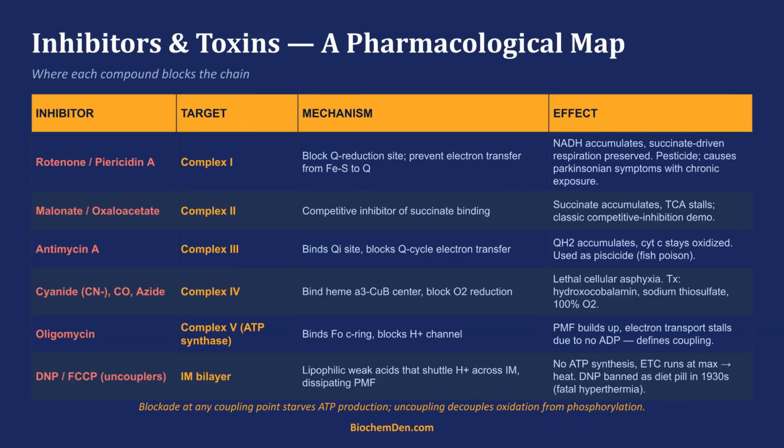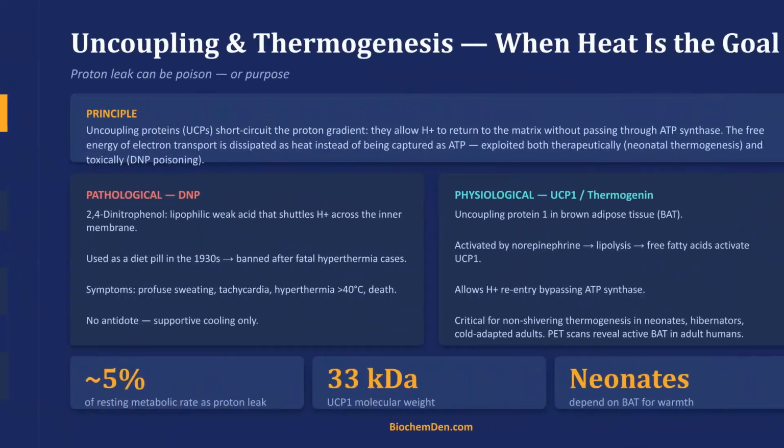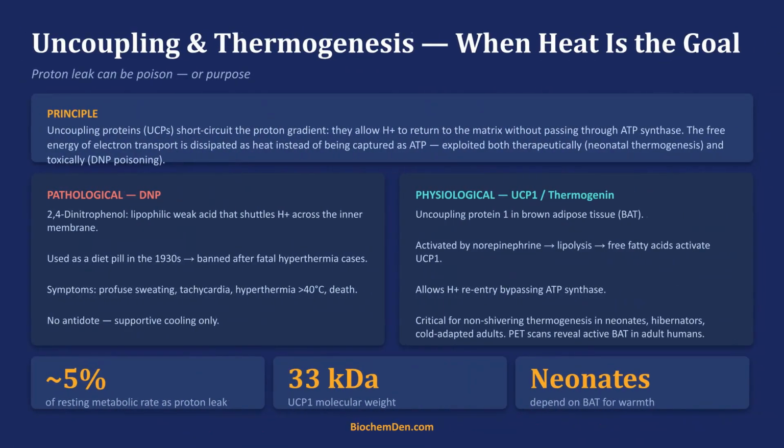Whether it's the pesticide effect of rotenone or the lethal impact of cyanide, each compound offers a snapshot of how proton leaks can have a purpose. In brown adipose tissue, UCP1 allows protons to bypass ATP synthase, generating heat instead of ATP, which is essential for thermogenesis in neonates and cold-adapted adults.